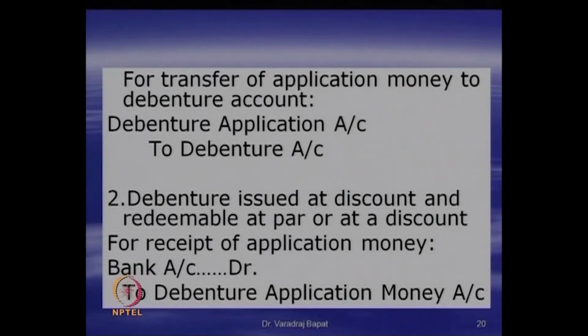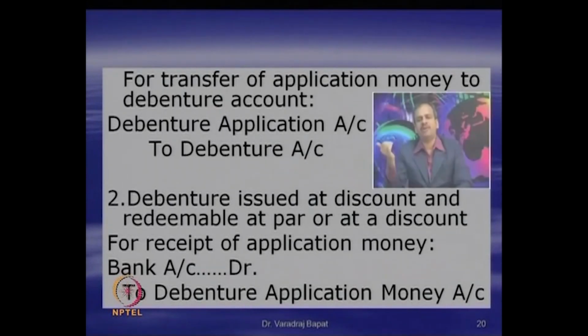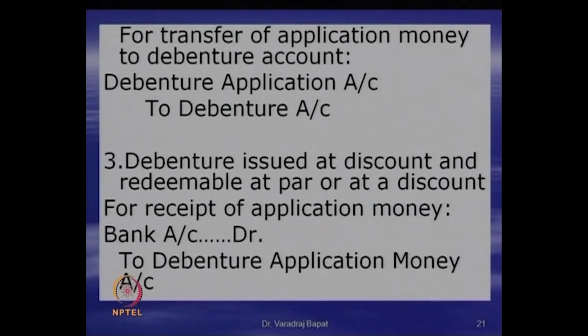Now, second entry. Now, when the debenture is being issued at discount, but it is redeemable at par, then at the time of application, we will pass the entry bank account debit to debenture application account. However, for the transfer, the entry will be debenture application to debenture.